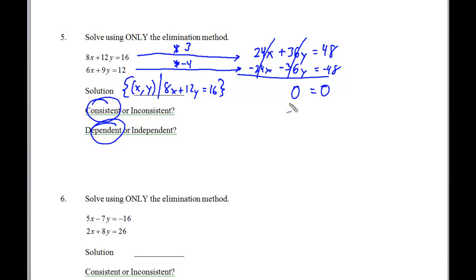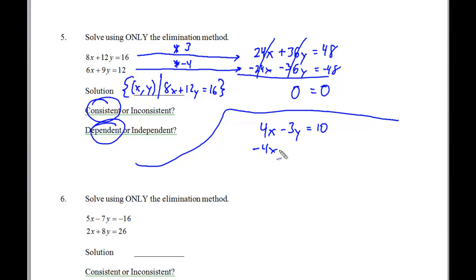Now, it's possible to actually have a problem very similar to this, and some of you will have this possibility on the test. Let's say you get a problem like this, again another example here: 4x minus 3y is equal to 10, and then you have negative 4x plus 3y is equal to 12. When you add these up, these simplify to make 0, and this doesn't make 0. And in a situation like this, there would be no solution.